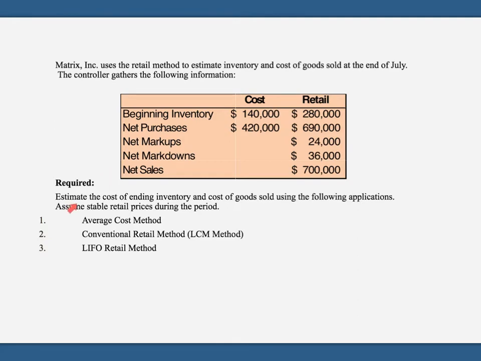And we're required to estimate the cost of ending inventory and cost of goods sold using the following applications, assuming stable retail prices during the period. So we'll be looking at the average cost method, conventional retail method or LCM method, and the LIFO retail method. So let's go ahead and start with the average cost method.